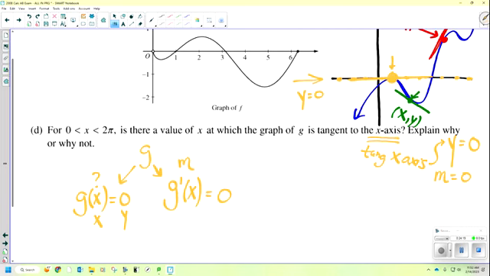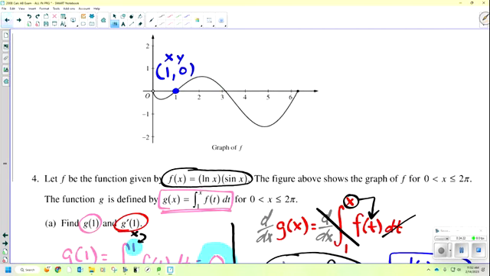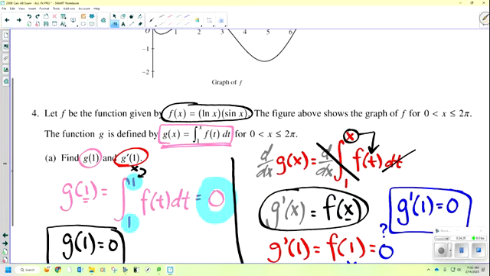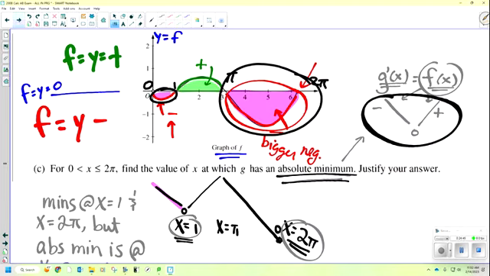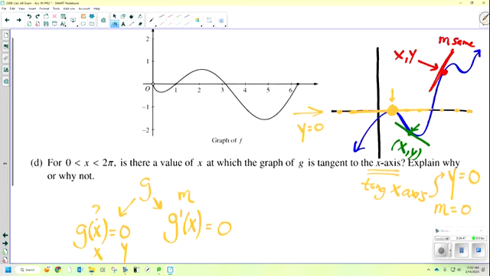Let's go to 4a. We've already done this work. G of 1 is 0. Guess what that means? That's a coordinate when x is 1. Oh, and let's look over here. What about the derivative or the slope at 1? That's also 0. We've done this work already. If you botched up 4a, I feel bad for you. I don't think you can do 4b.